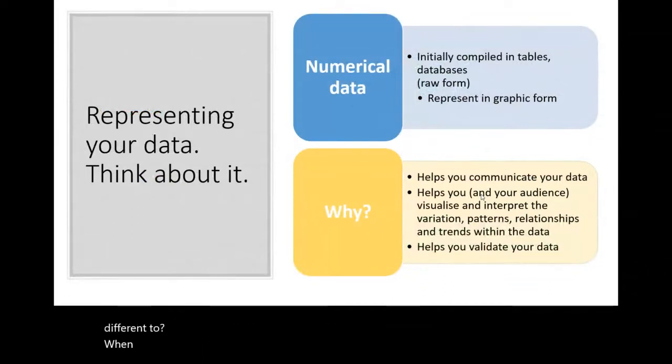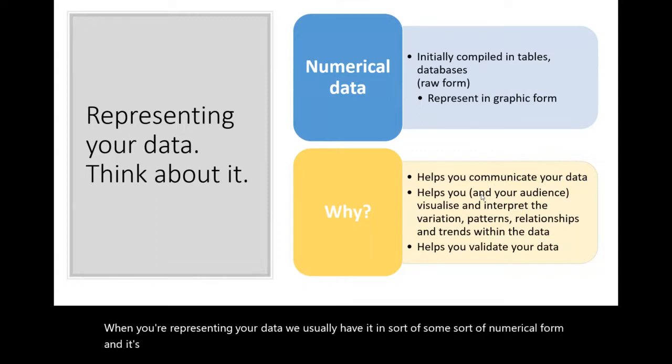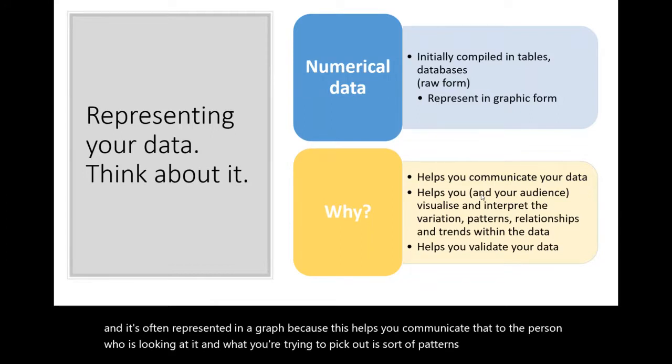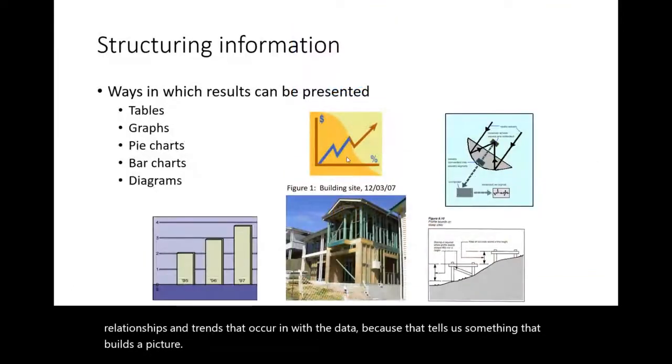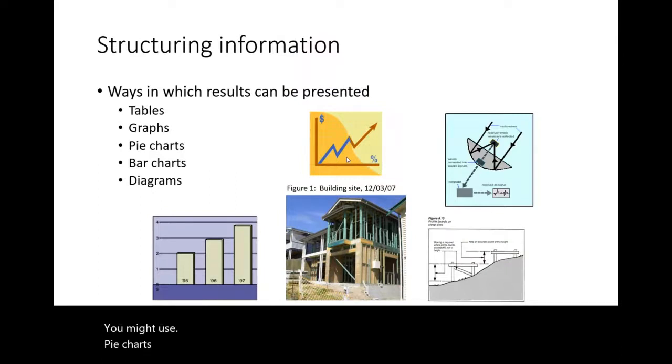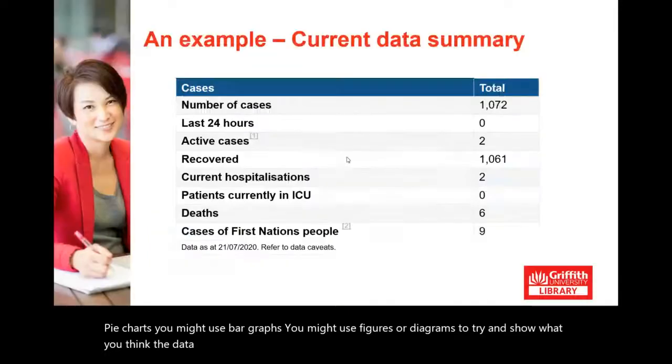When you're representing your data, we usually have it in some sort of numerical form, and it's often represented in a graph, because this helps you communicate that to the person who is looking at it. And what you're trying to pick out is patterns and relationships and trends that are occurring with the data, because that tells us something, that builds a picture. So you might use pie charts, you might use bar graphs, you might use figures or diagrams to try and show what you think the data is telling you.